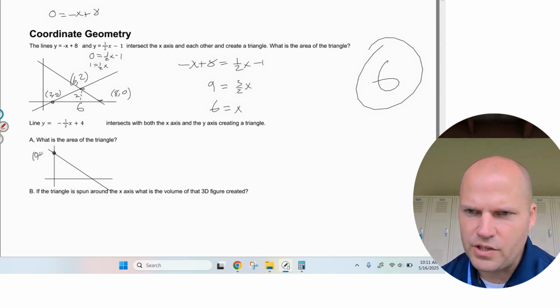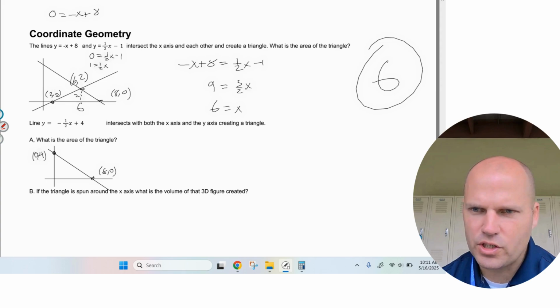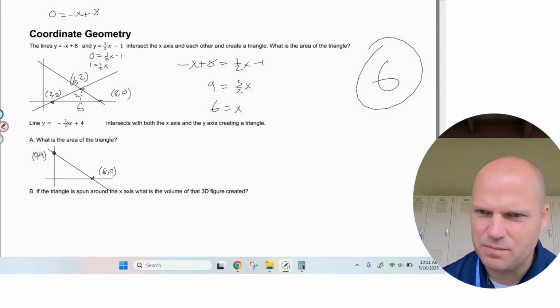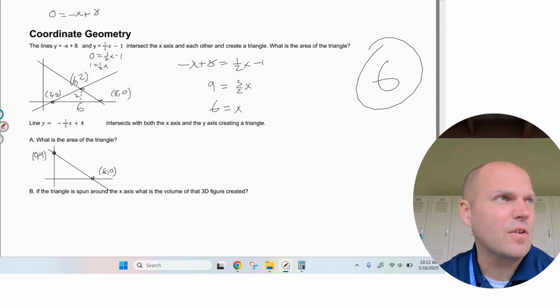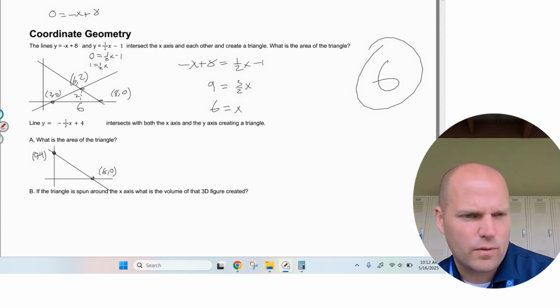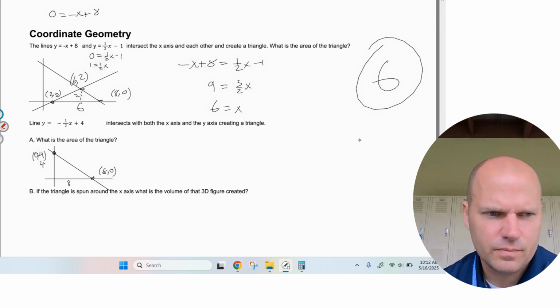What is this? Plug in 0, get 4. What is this? You can solve, or you can just know, like, if I plug in 8, I'm going to get 0. The area of the triangle is 1/2 times 8 times 4, because this is 8 and this is 4. So a half of 8 is 4. 4 times 4 is 16.